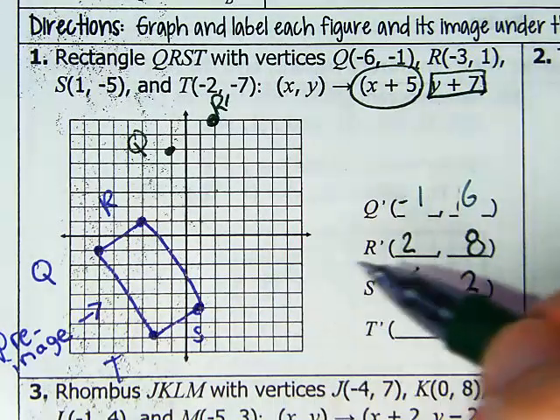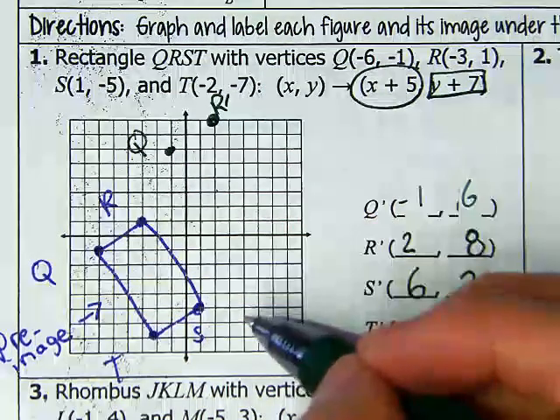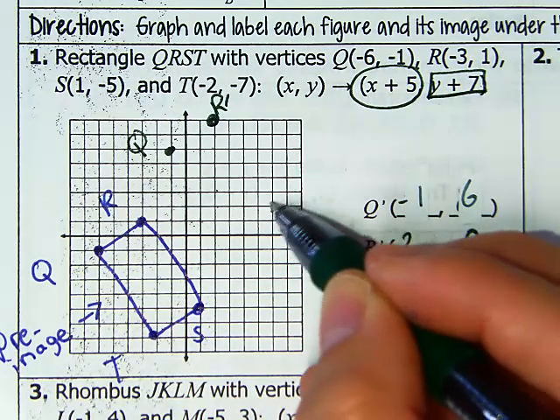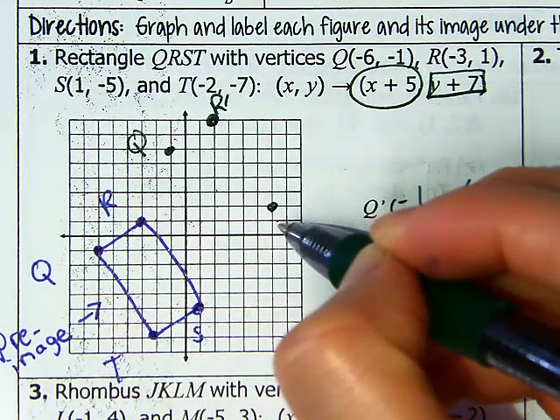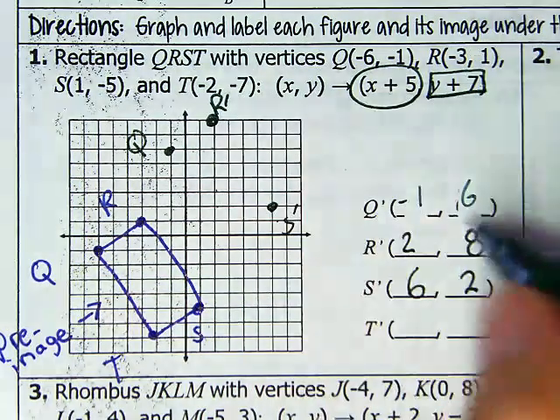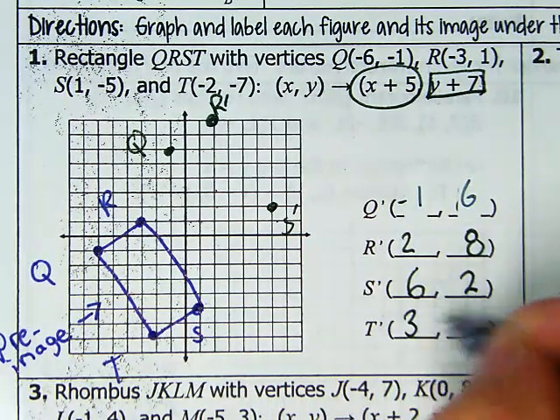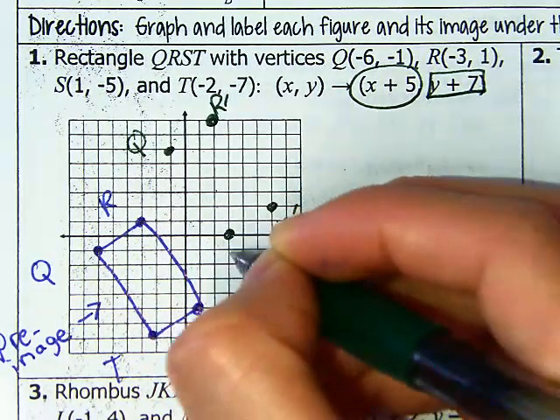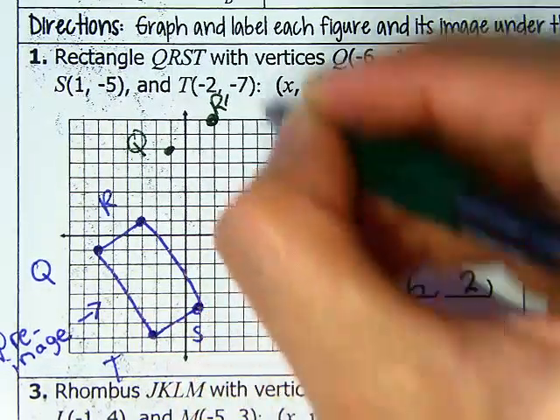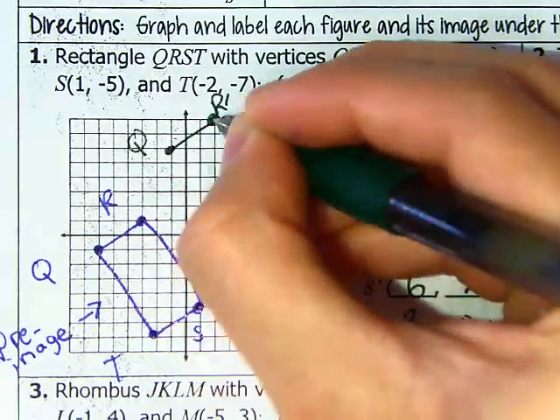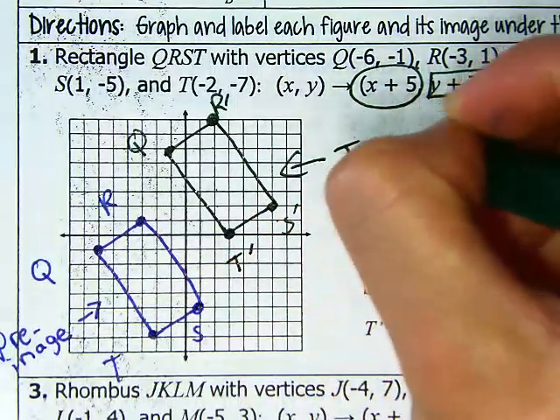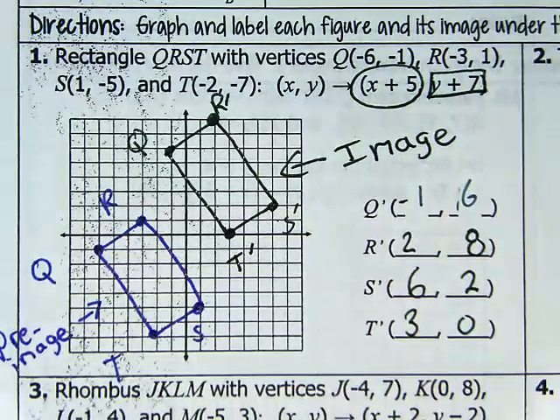So s is 6, 2. So we're going over to 6, up to 2. And t is 3, 0. And it just looks like we slid that image, or that pre-image, over up into the right. So to the right 5 and up 7.